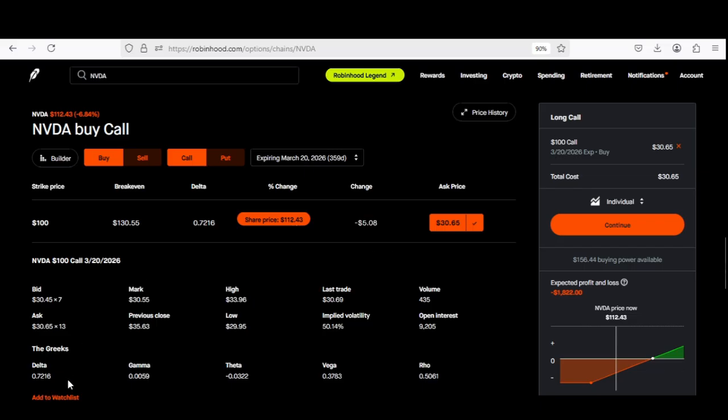So let me break it down to you in layman's terms. If the share price were to go from 112 to 113, then this overall contract is no longer going to be 30.65, it's going to be 30.65 plus 0.72. That is one way the delta helps us out. Please keep the delta in mind. I will revisit it before the video is out.